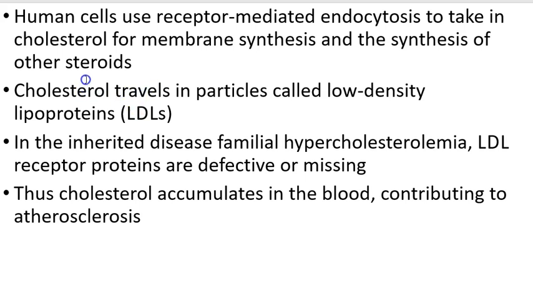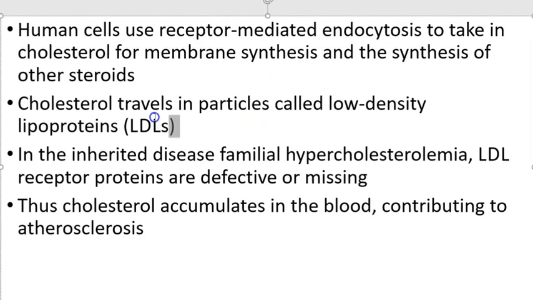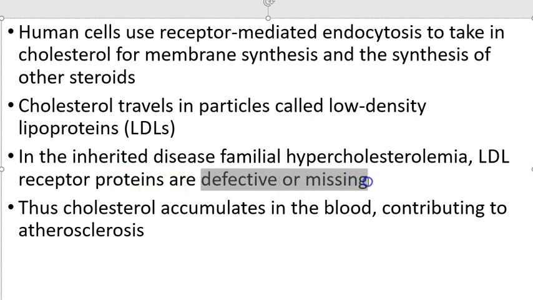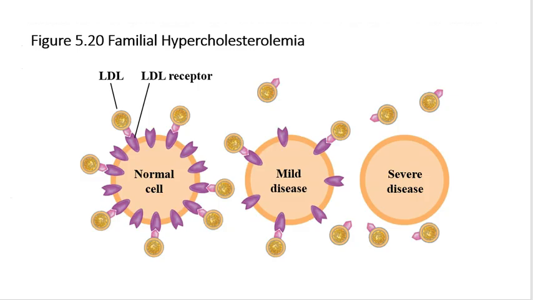Human cells use receptor-mediated endocytosis to take in cholesterol. Cholesterol travels in particles called LDLs, low-density lipoproteins. However, that's the bad cholesterol, LDL. And so in the inherited disease familial hypercholesterolemia, LDL receptor proteins are defective or missing, which causes cholesterol to accumulate in the blood, which leads to hardening of the arteries, and the risk for a stroke and a heart attack goes dramatically up. Okay? And so that's just an example of a practical application of this.